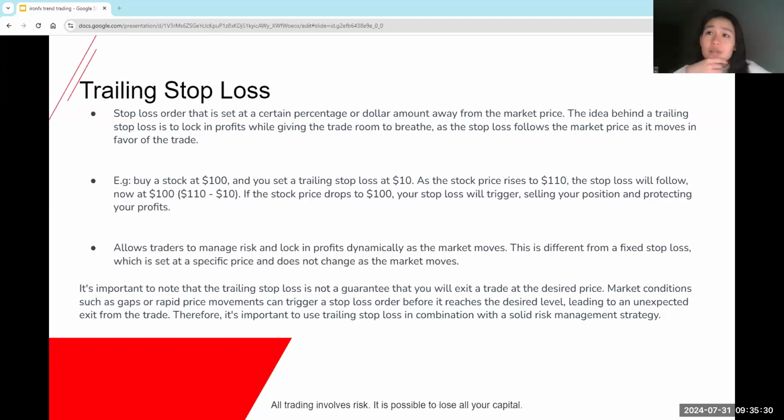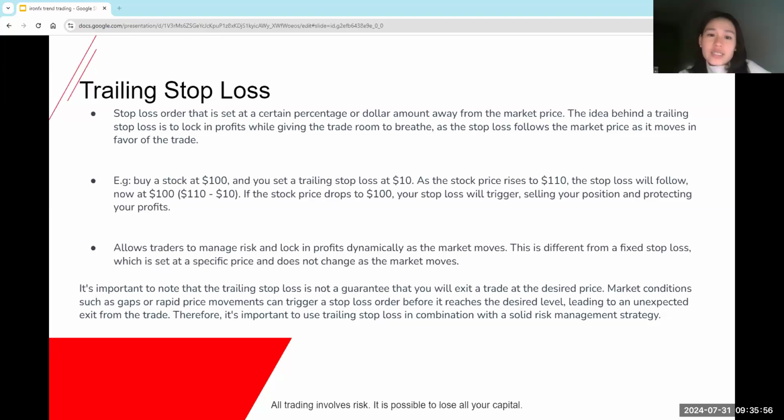So trailing stop loss is more of a risk management technique than a trend following technique. Even though it does follow your trend, since it is a trailing indicator, it does follow the price, but it's more used to get out of a trade. I'll explain what I mean in a bit.